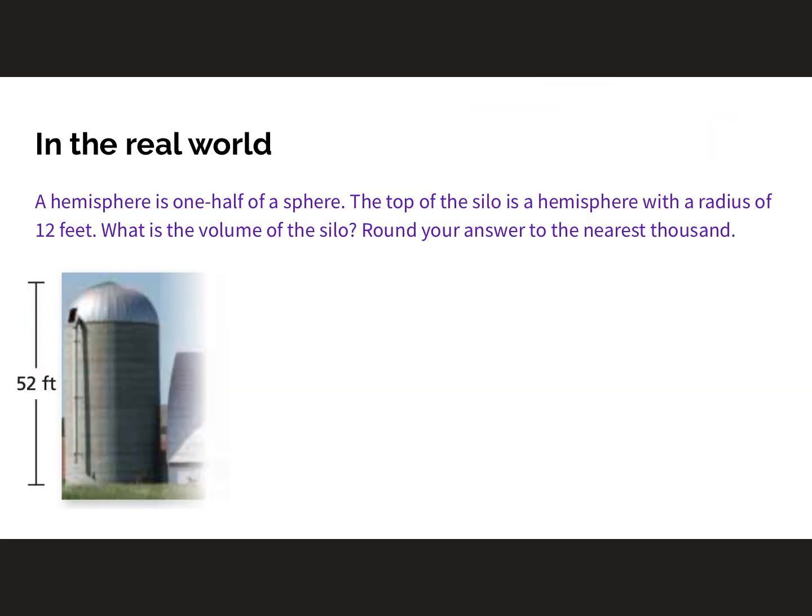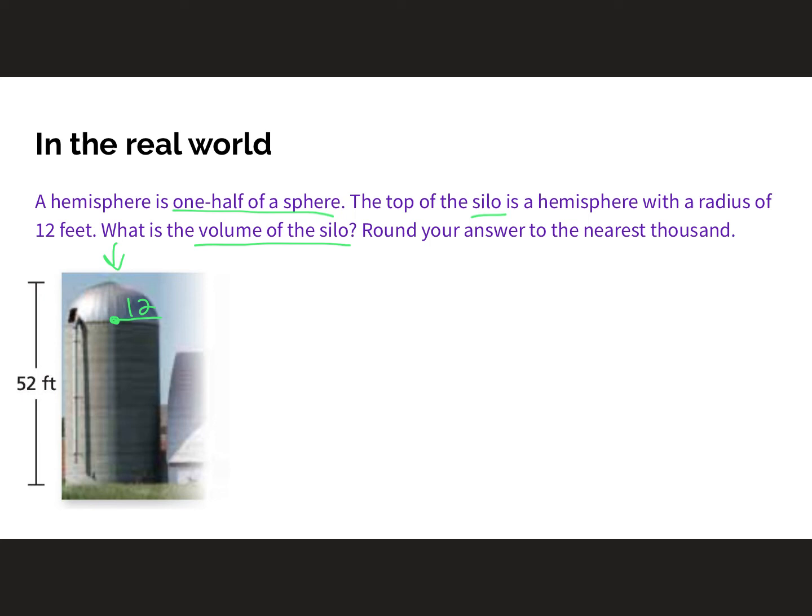Well, let's look at this one last problem. In the real world, a hemisphere, of course, is 1/2 of a sphere. The top of the silo, this is a silo, you might see those on a farm, is a hemisphere with a radius of 12 feet. So my radius here is 12. What is the volume of the silo?